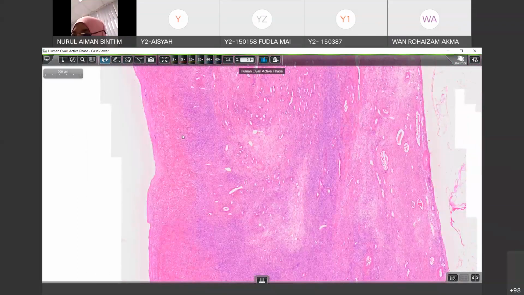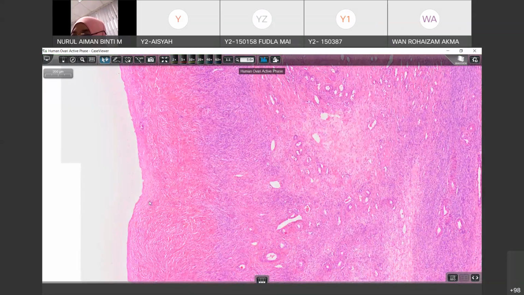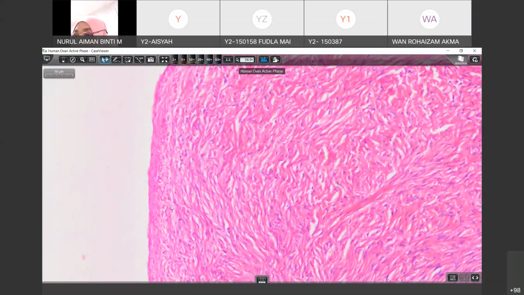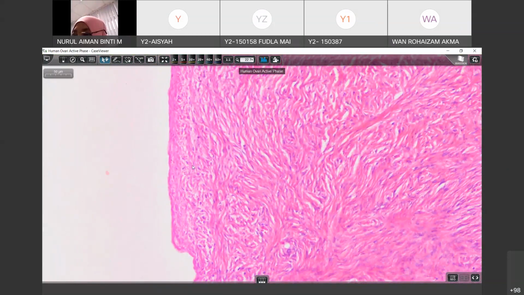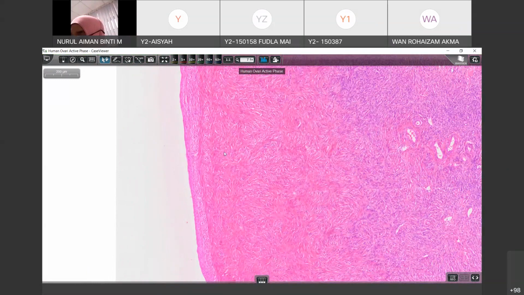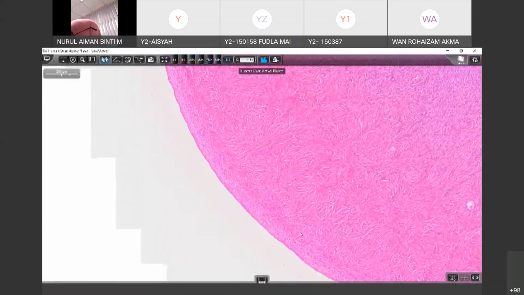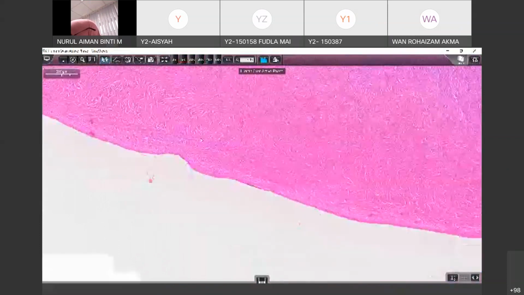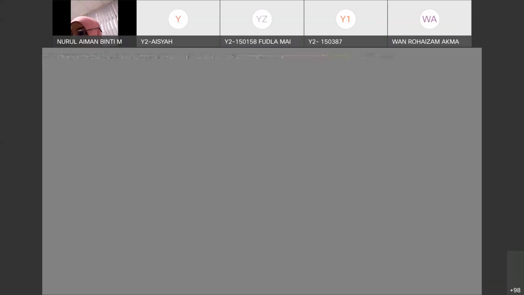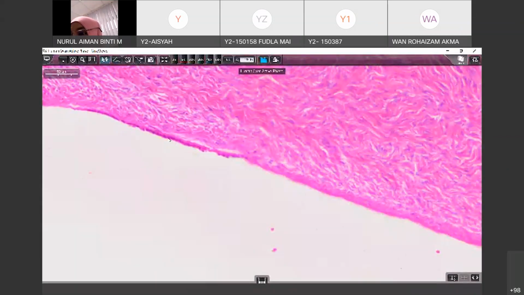So try to look onto the surface of the ovary. It is not very clear here. You have simple squamous epithelium, but you have to find some area with that epithelium. It's not in this region. In this area you can find some of the simple cuboidal epithelium lining this ovary, and some of this area is simple squamous. It's a mixture already.